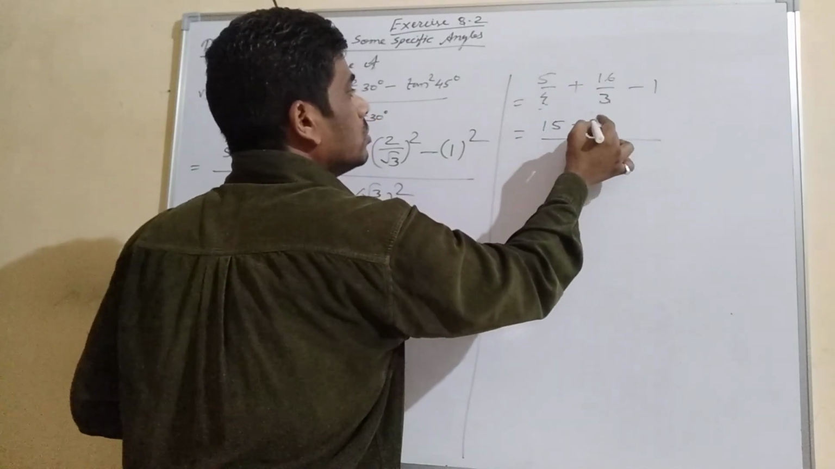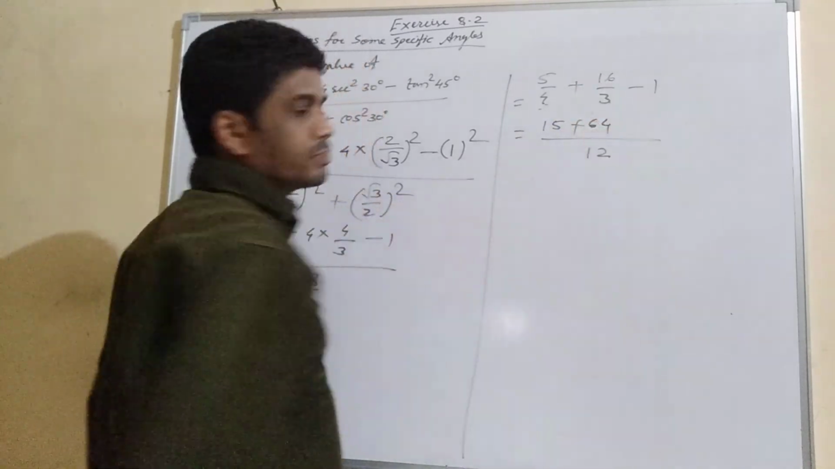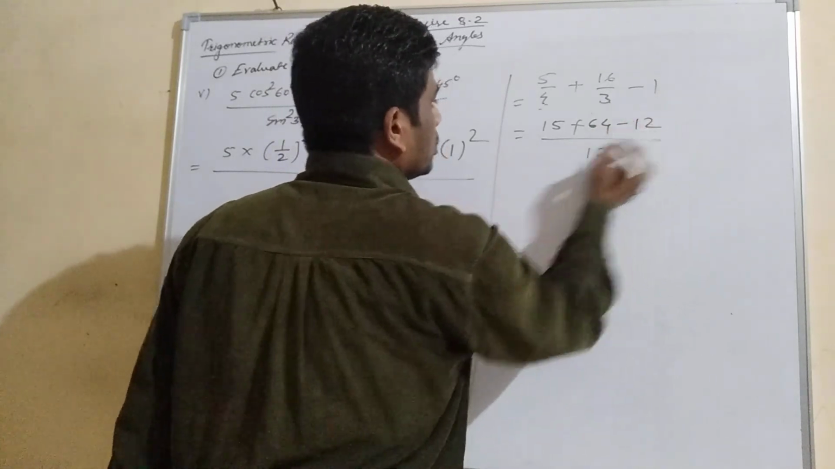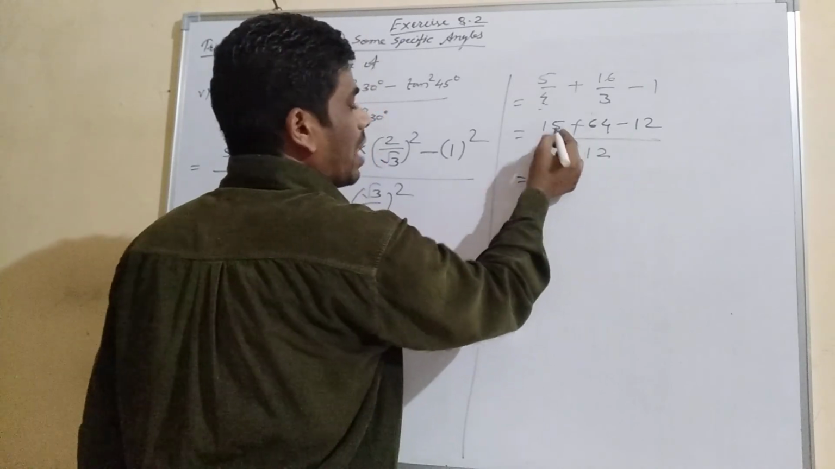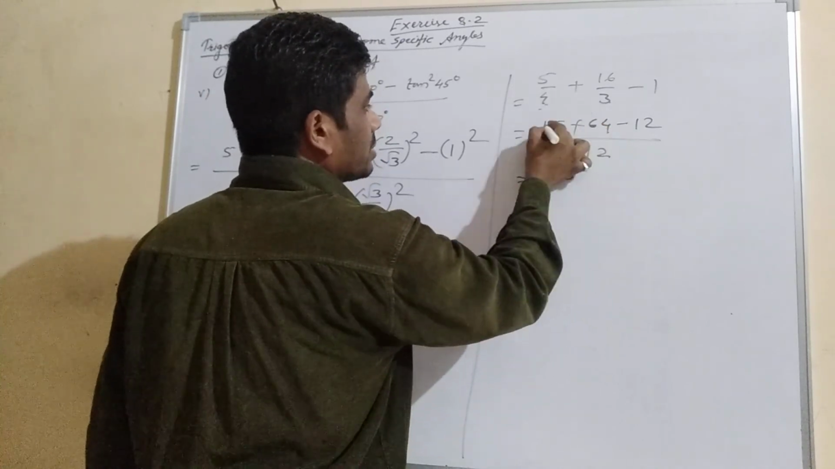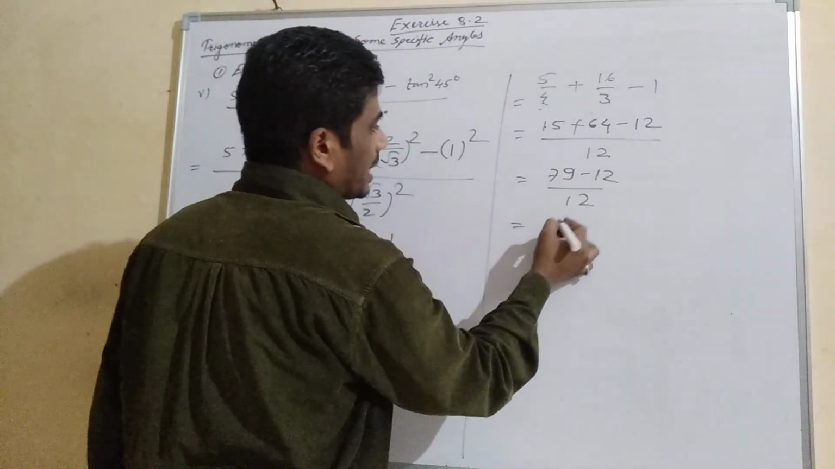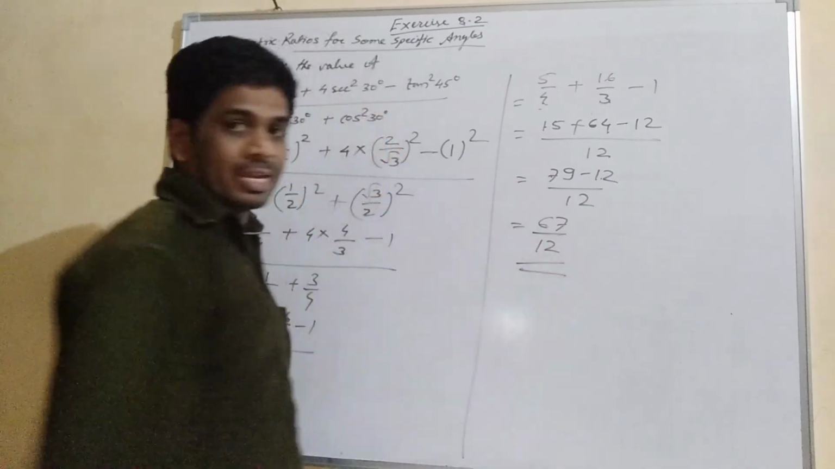16 4s are 64 minus this will be 12 1s are 12. So you can add this number. So 4 plus 5 it is 9, 6 plus 1 7 minus 12 upon 12, which means you will get here 79 minus 12, here you will get 67 upon 12. That will be final answer of the question.